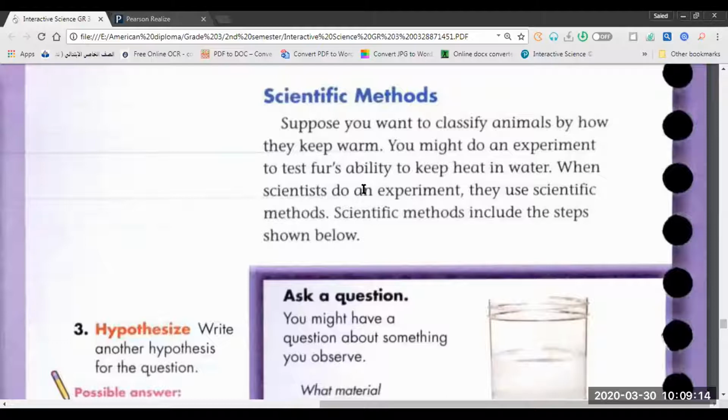As we said, we will use scientific methods, and the scientific method has a few steps. The steps are: number one, ask a question. You have to ask a question first. You might have a question about something you observe. I observe here that too many animals have fur on their body. So what is the importance of the fur that the animal has? That's why we will do this experiment.